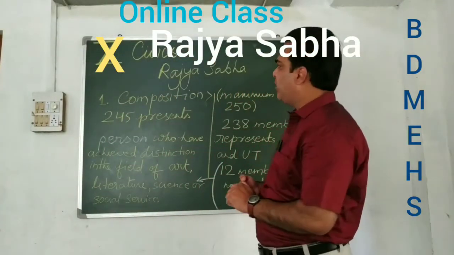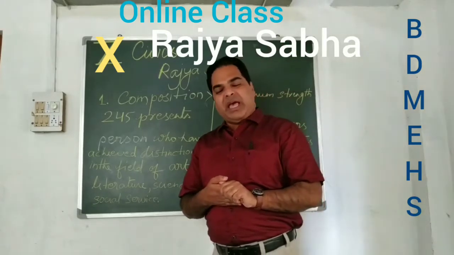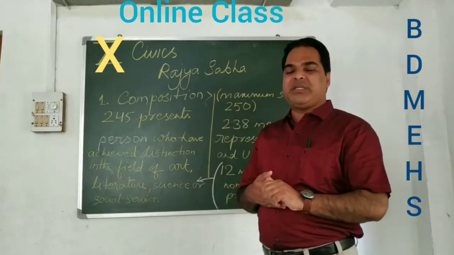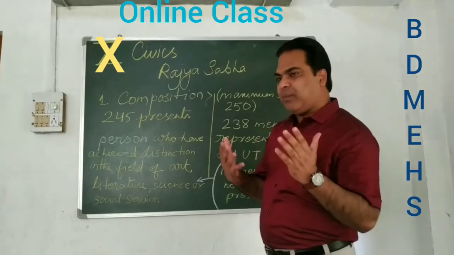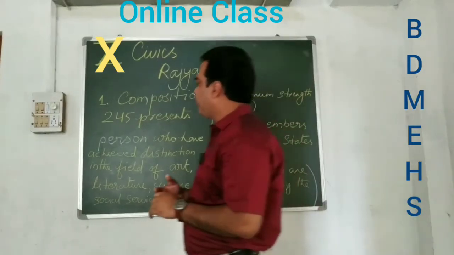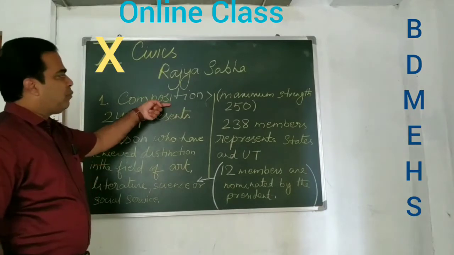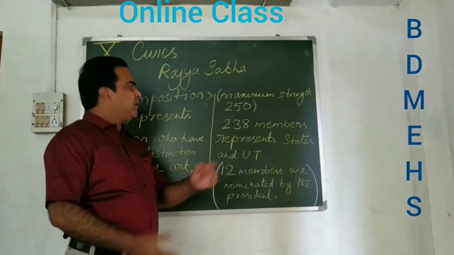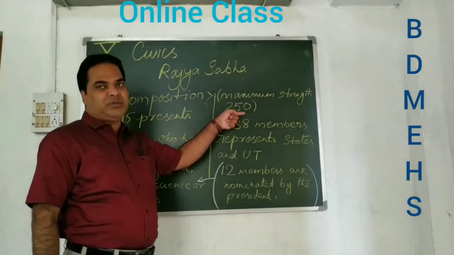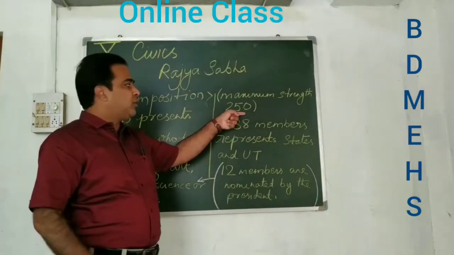Today we are going to discuss Rajya Sabha, and in a previous class we discussed Lok Sabha. Without wasting our time, let us come back to the topic. Today we will be discussing the composition of Rajya Sabha. The maximum strength of Rajya Sabha is 250 members. Total number of seats: 250.